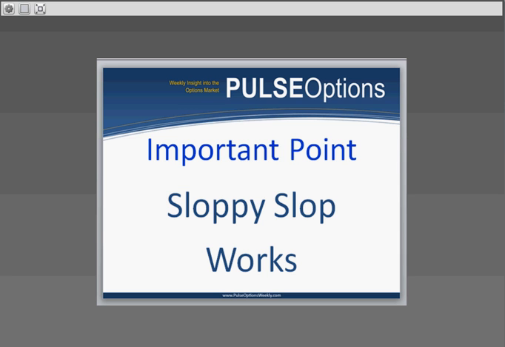Now, an important point I want to share, we have a thing called sloppy slop. Any system that you're considering using that requires you to trade it perfectly is doomed to fail because you won't be able to trade it perfectly. Right? We look for massive moves and try and catch a piece of that massive move. And if we leave money on the table, if we're sloppy, right, either sloppy on our entry or sloppy on our exit, we're okay.